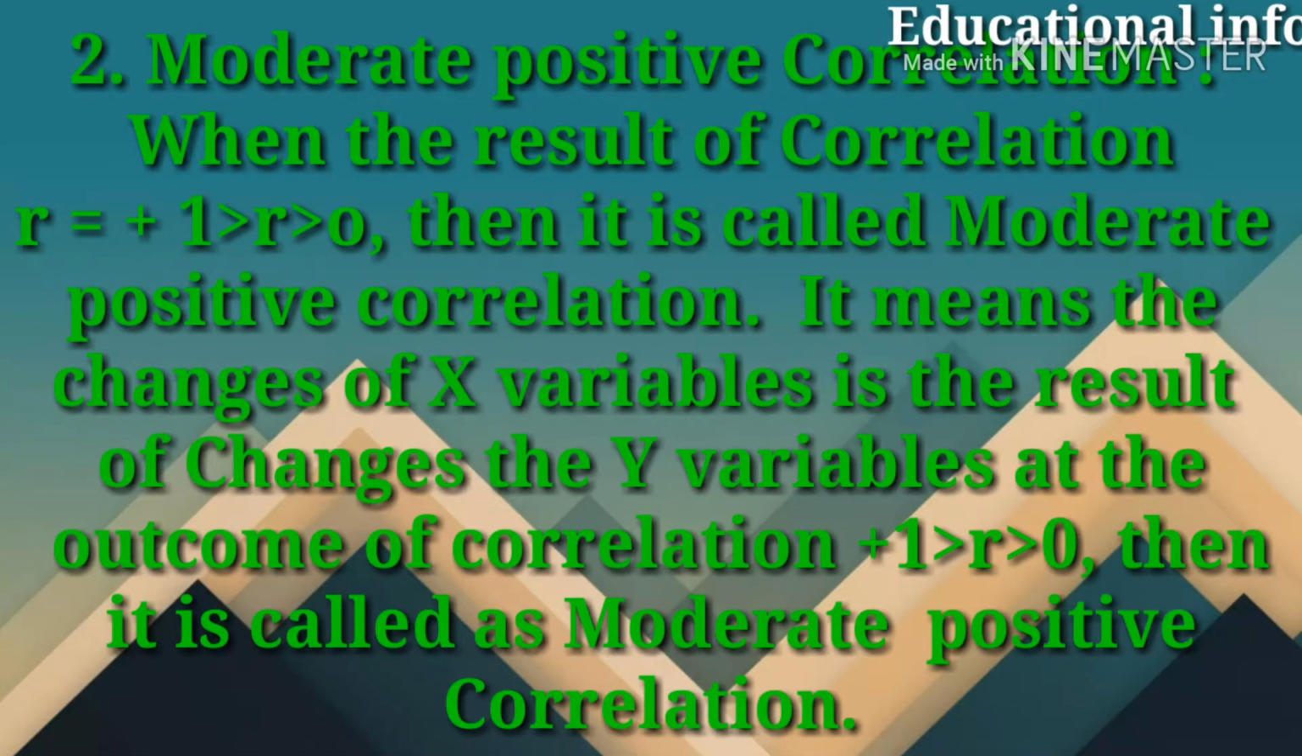Second one is the moderate positive correlation. When the result of the correlation lies between +1 and 0, then it is called the moderate positive correlation. It means the changes of the x variable are the result of changes of the y variable, where r is less than +1 and greater than 0. Then this type of correlation is known as the moderate positive correlation.